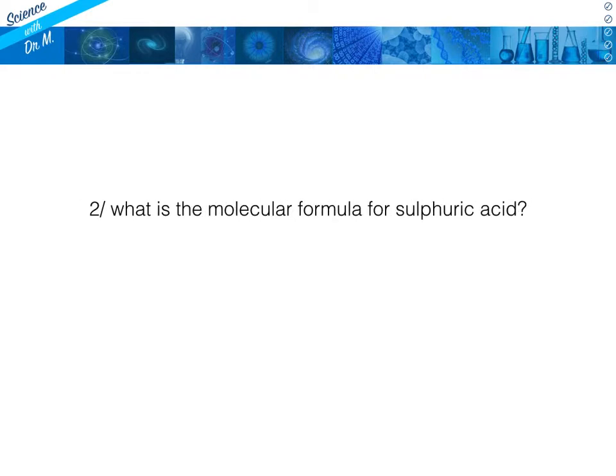Question number 2. What is the molecular formula for sulphuric acid? The answer is H2SO4. Make sure that your numbers, the 2 and the 4, are clearly smaller than the letters and subscript, so slightly lower down below the line. If they are in line with the letters, you will lose the mark in the exam. Of course, the H, the S and the O are all uppercase.